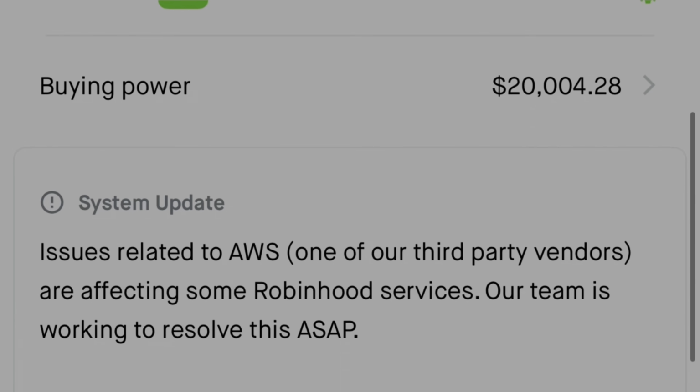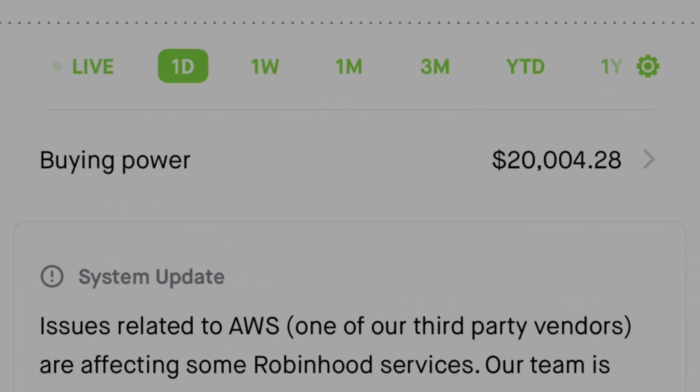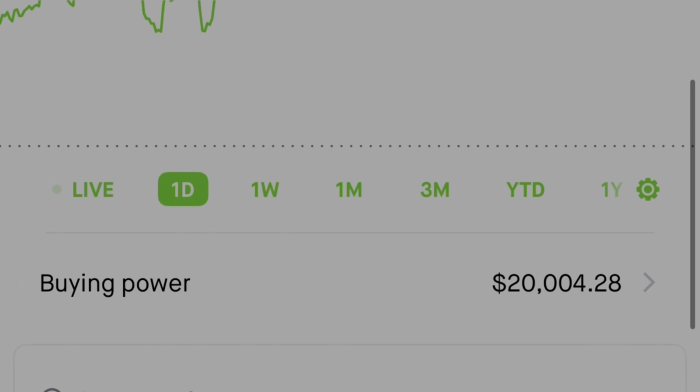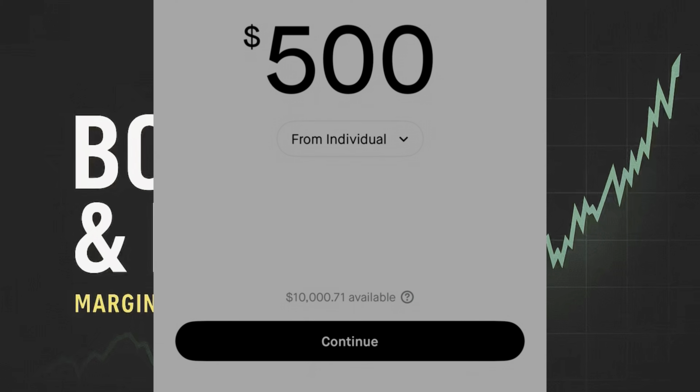So instead of waiting an entire month to get that dividend, or every 3 months to get that quarterly dividend from dividend ETFs, I can literally withdraw money right now from my Robinhood account. I can withdraw right now up to $10,000. And let's say I need $500 right now, which I'm not gonna withdraw because this is just showing you. So I don't need to wait an entire month for that dividend to come in.